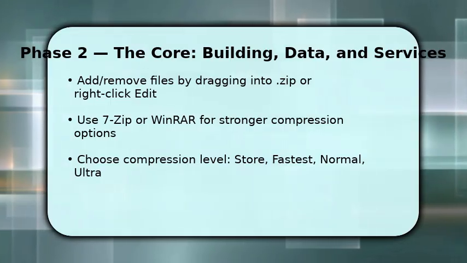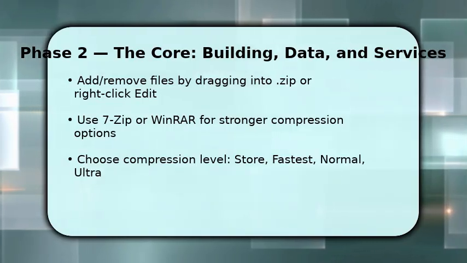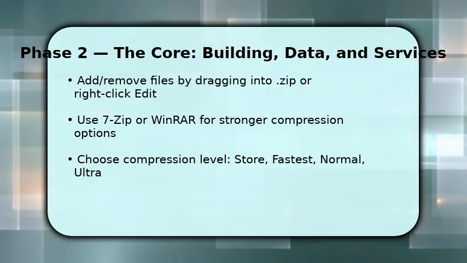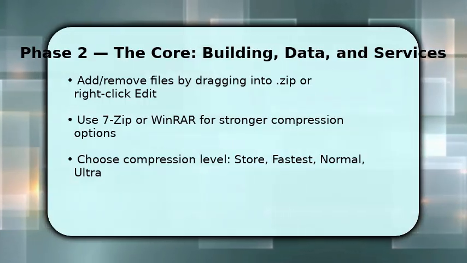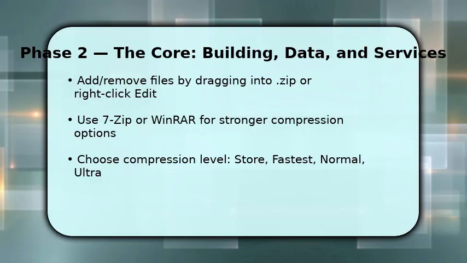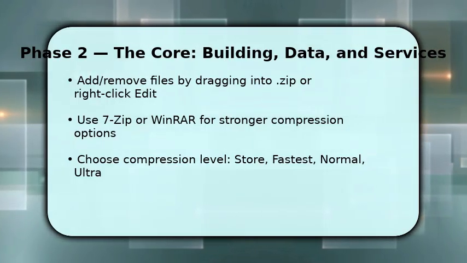If you need better compression or encryption, install 7-Zip or WinRAR and use their context menu entries. They offer levels like Store, Fastest, Normal, Ultra, and Format choices: Zip, 7Z, RAR. Make sure to pick a level that balances size versus CPU time, because higher compression takes longer.